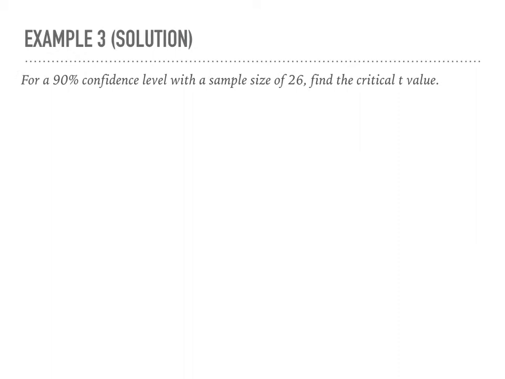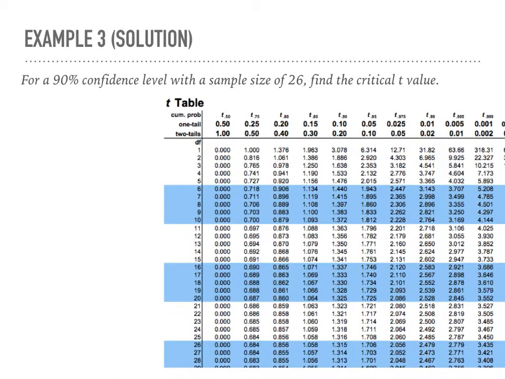For a 90% confidence level with a sample size of 26, find the critical t value. Looking at our table, our degrees of freedom is 25. Our area to the left is going to be 0.95. So we get a critical t-value of 1.708.